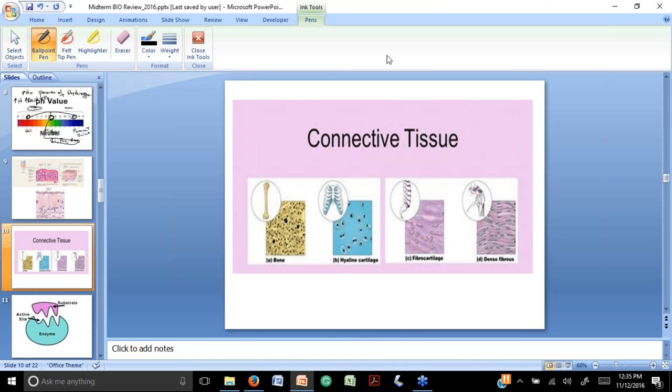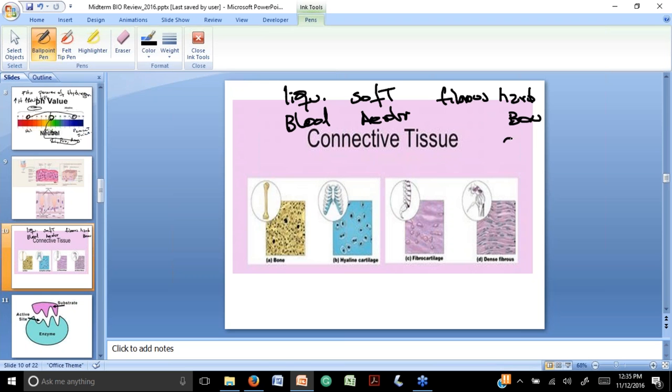Connective tissue, you already know, we were talking about the liquid, right? The other one is the hard. We have the fibrous, and we have the areolar or soft, right? So liquid is blood, soft is the areolar and fat, hard is bone and cartilage, and fibrous are tendons and ligaments. So don't forget that, please.